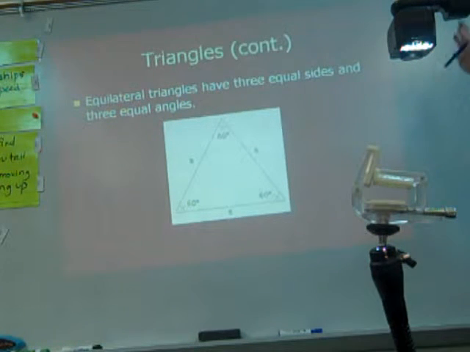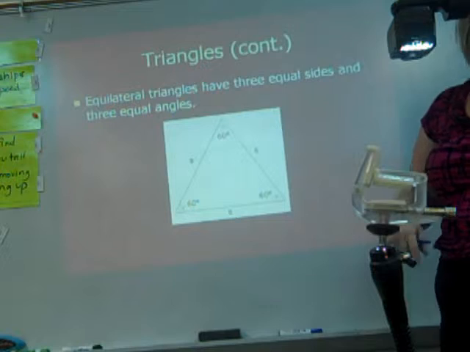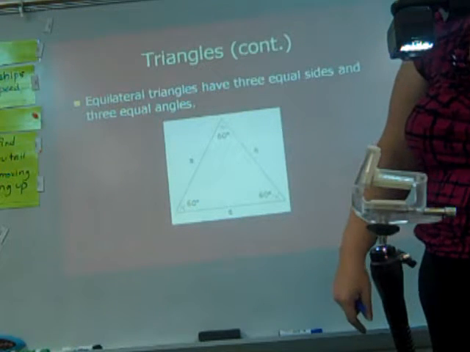Equilateral triangles, these have 3 equal sides. That's what the word equilateral means. They're also equiangular. They have 3 equal angles. All the angles in an equilateral triangle are 60.